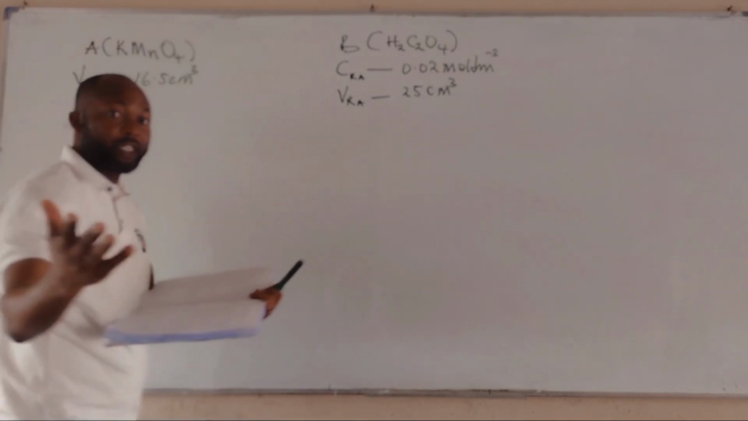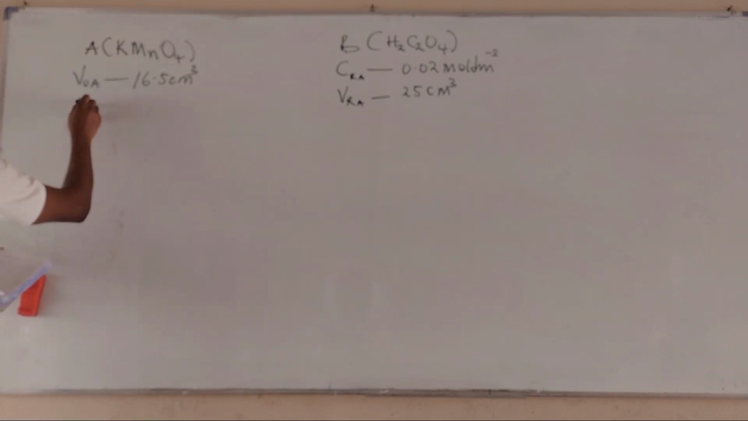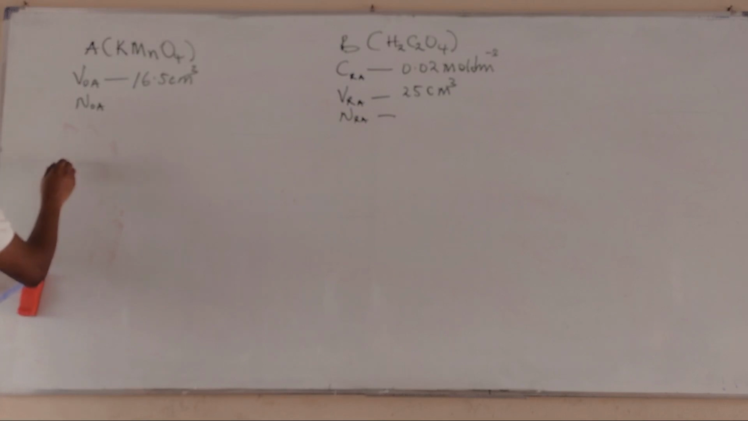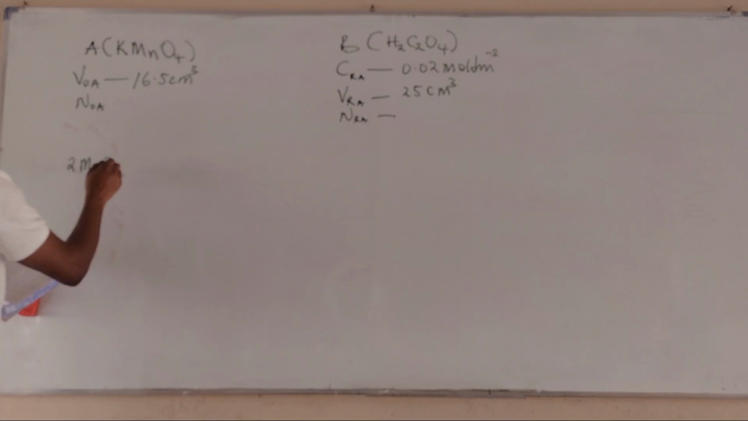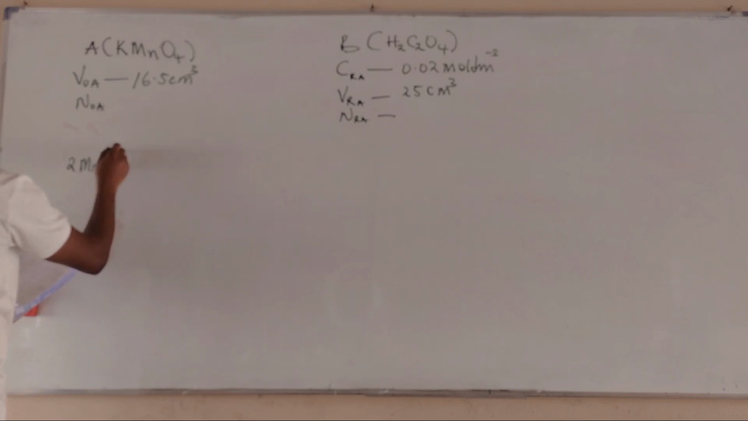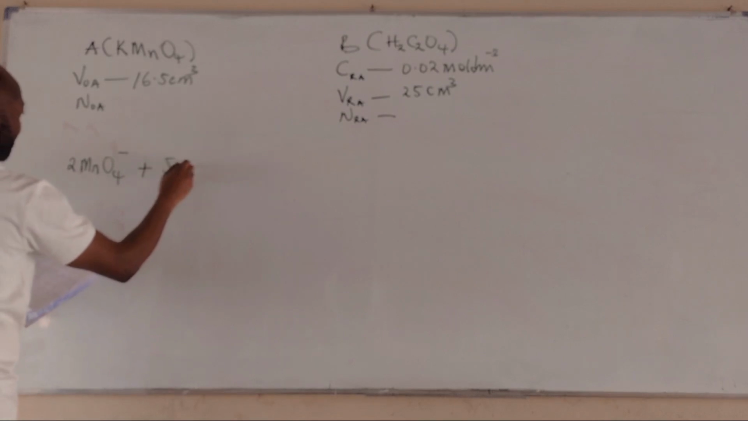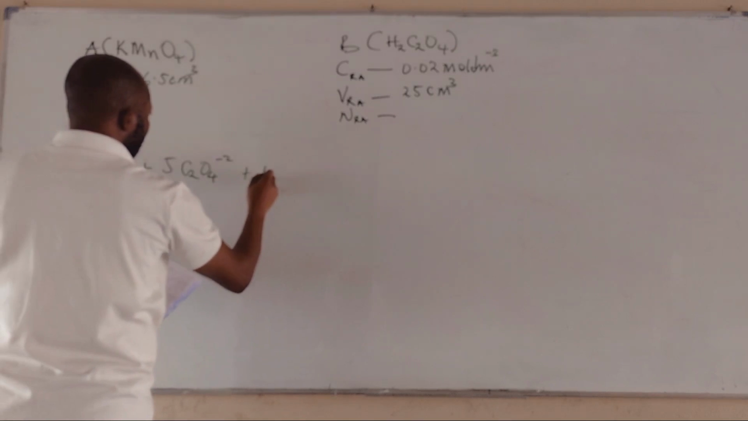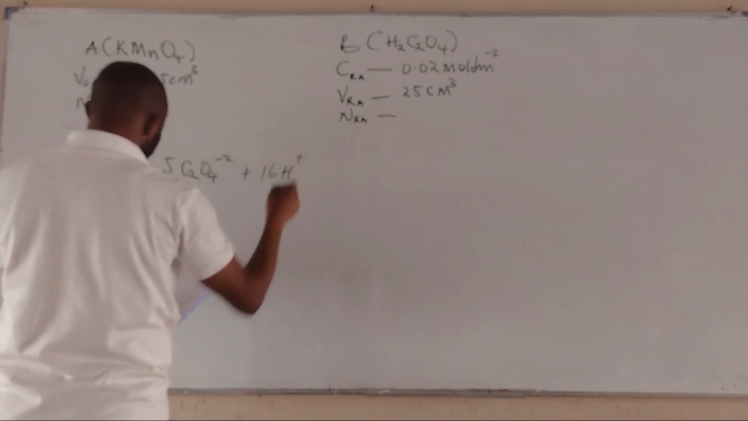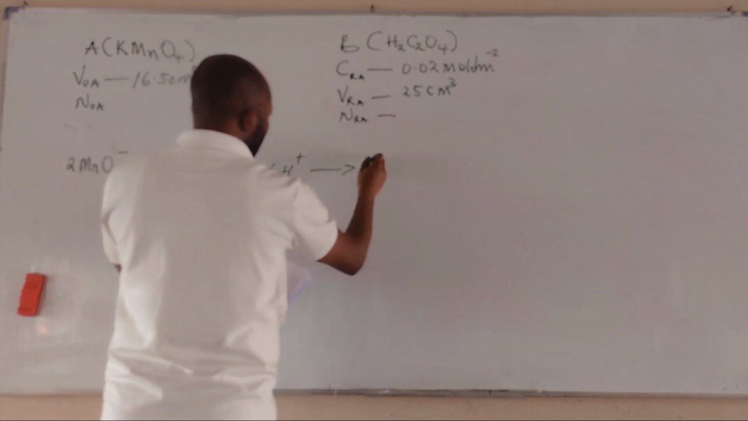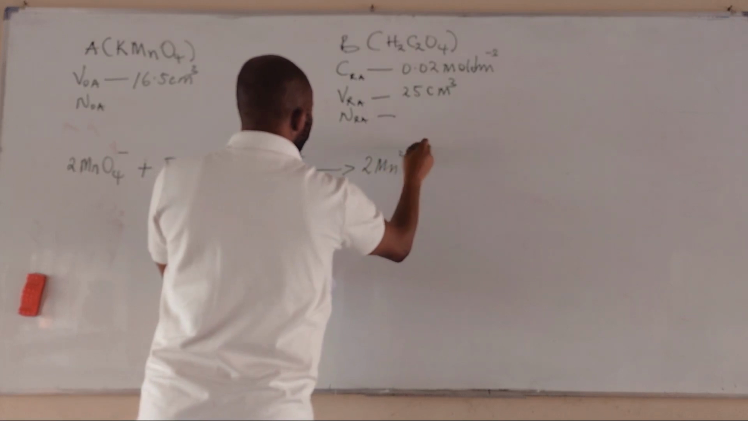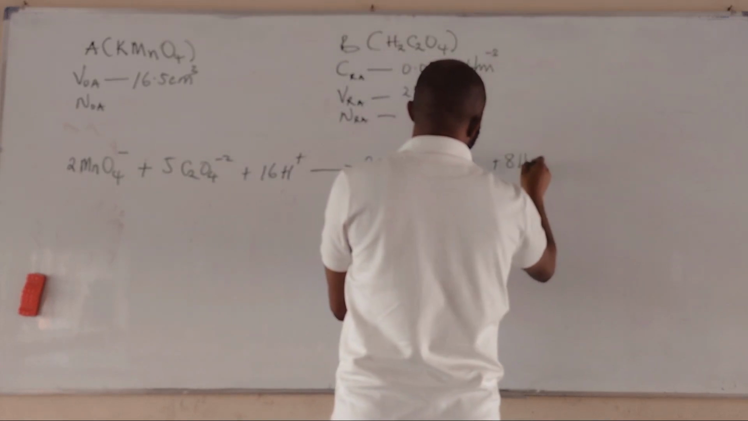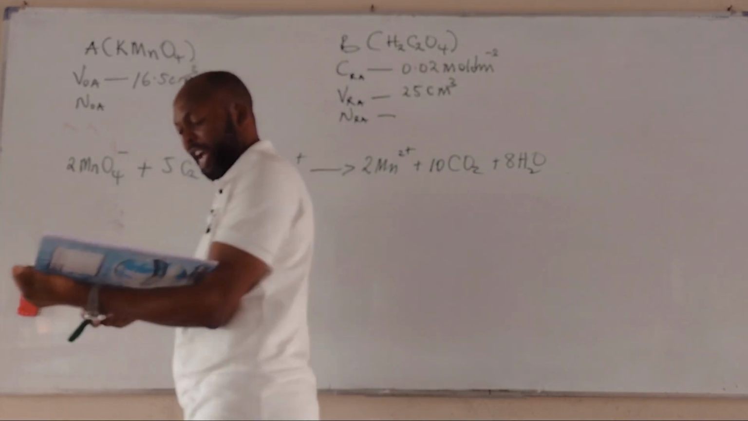From the equation of reaction, let me state the equation so I'll be able to get the number of moles of oxidizing agent and number of moles of reducing agent. Here is our equation: 2MnO4 minus plus 5C2O4 2 minus plus 16 hydrogen plus gives us 2Mn 2 plus, 10 CO2 plus 8 H2O. So this is the equation of reaction.